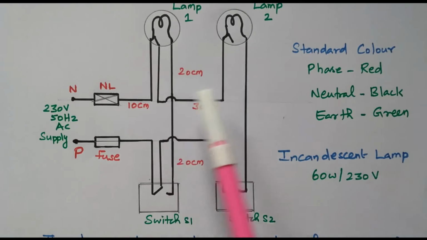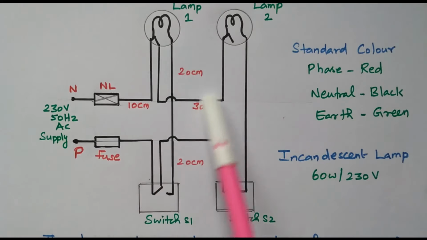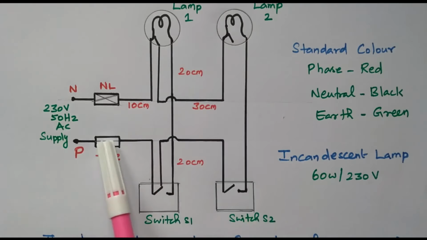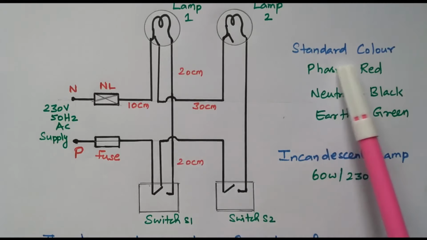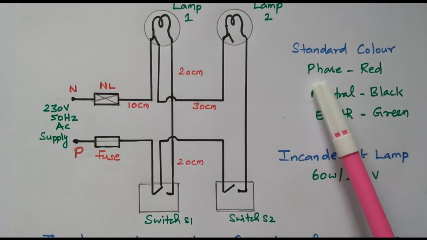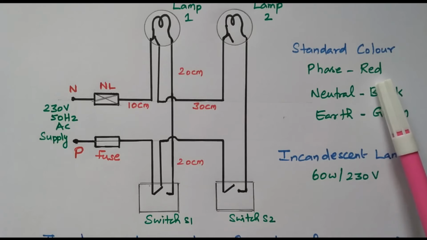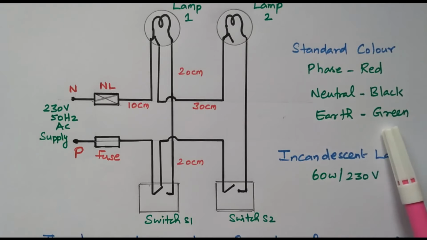So we can control lamp 1 and lamp 2 independently by using the switches S1 and S2. Right? So the neutral is connected directly to the lamp, and the phase is connected through the fuse, switch S1 as well as S2. During the wiring, we need to follow the standard colors of the wire. For the phase wire, we need to use the red color wire. For neutral, we need to use the black color wire. For earth, we need to use the green color wire.